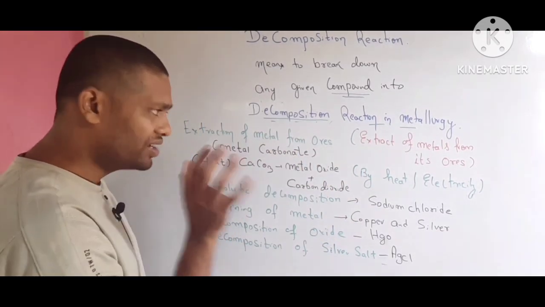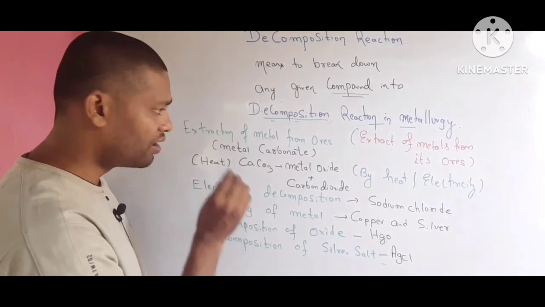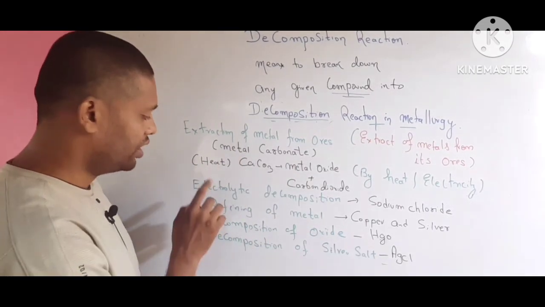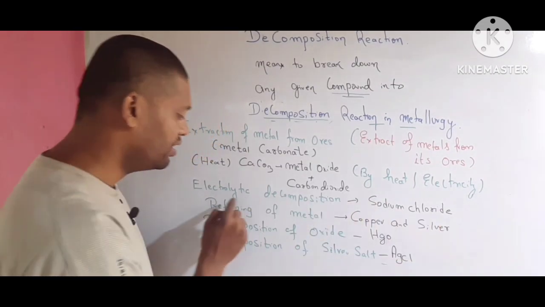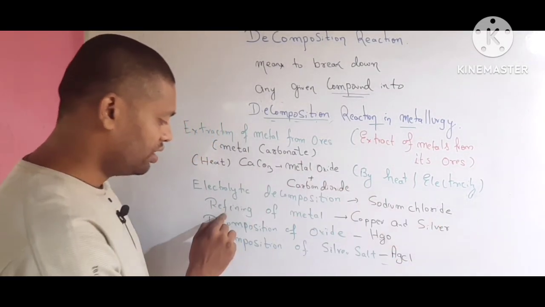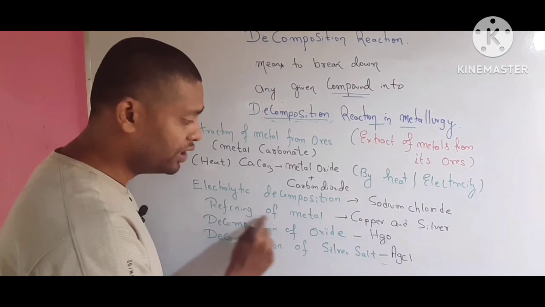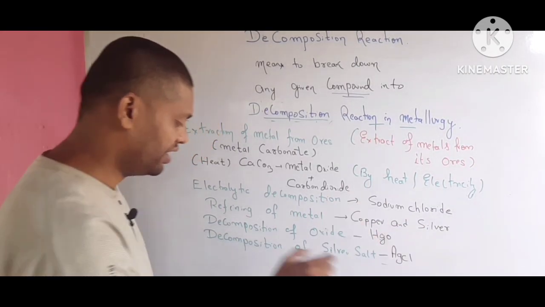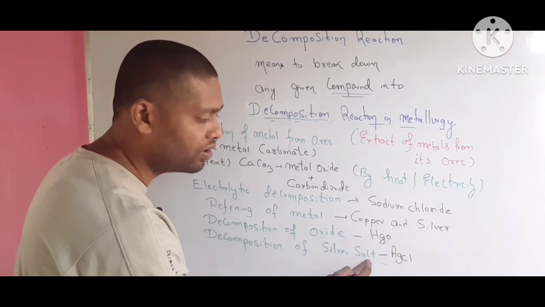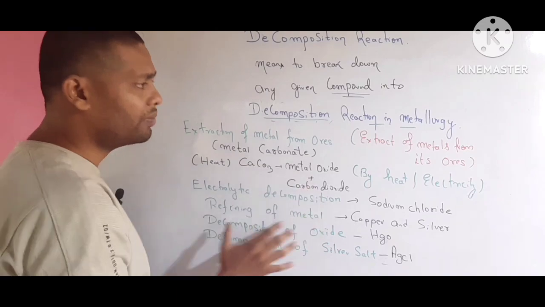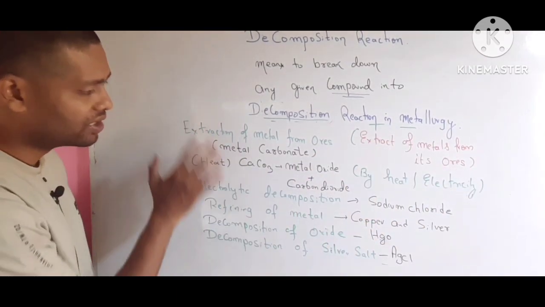Now, that much is not needed for your course for now. You understand whatever is needed for you. Next, electrolytic decomposition. Here we will use sodium chloride, and the metal can be easily obtained by this process. Next, refining of metal. In this, copper and silver can be used. And for decomposition of oxide, we can use mercury oxide. For decomposition of silver salt, we can use silver chloride. So these are some of the methods used in metallurgy to get the metal from its ores.